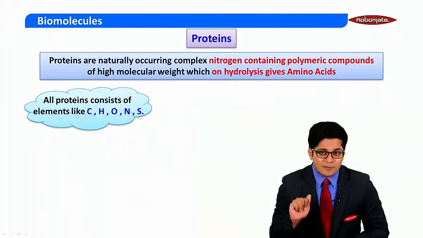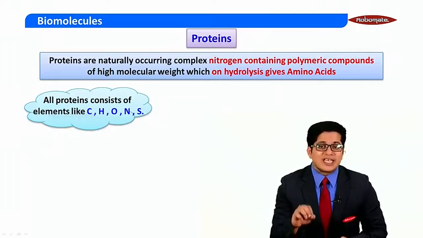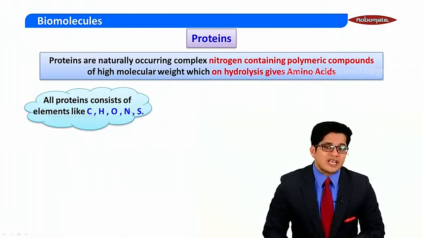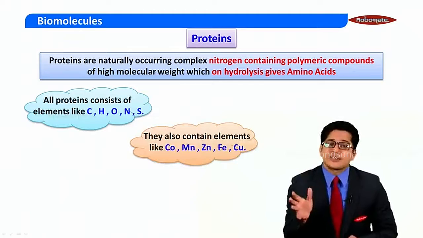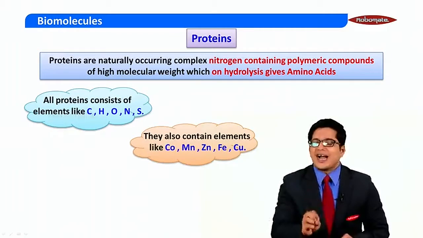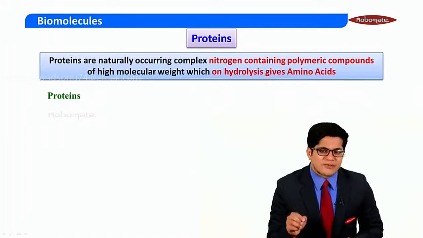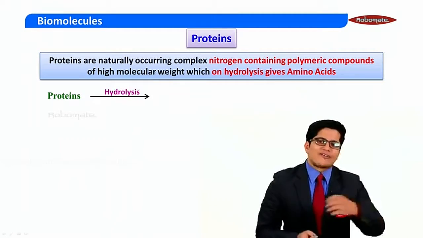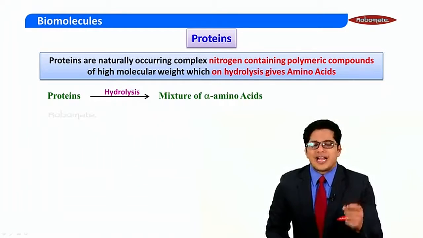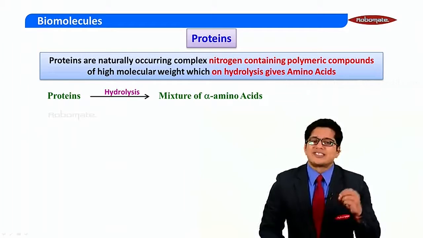Proteins also consist of elements like carbon, hydrogen, oxygen, nitrogen and sulfur, and along with this there are certain proteins which consist of cobalt, magnesium, zinc, iron and copper. So now what we have learned according to the definition is proteins on hydrolysis gives a mixture of alpha amino acid. Now students, here the name itself tells us the structure.